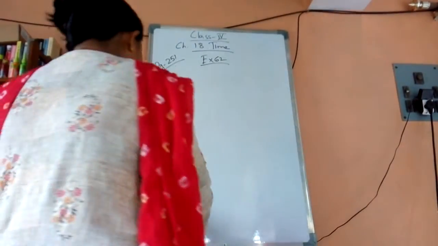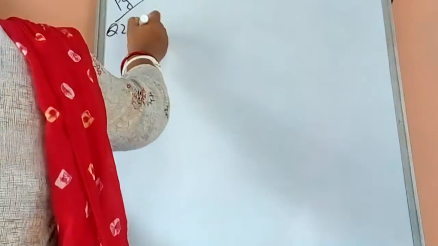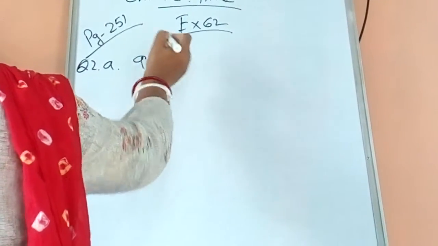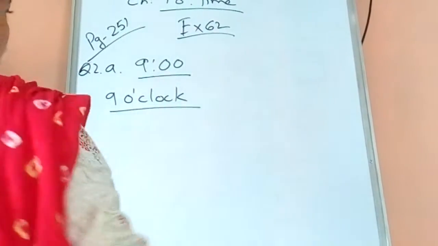Now question number 2. Look at the figure of each clock and write down the time shown by it in two different ways. The clock or the time is being shown to you. The first one, can you tell what is the time? Yes, it is 9 o'clock. So how will you write? This is exercise 62, question 2A. First you will write in figures, that is 9:00, and then you will write in words like this, 9 o'clock.